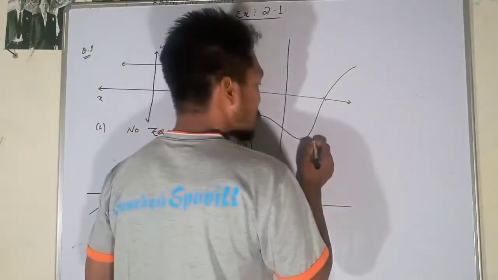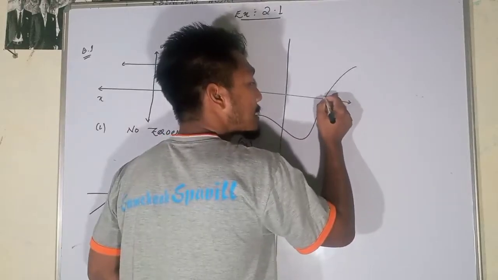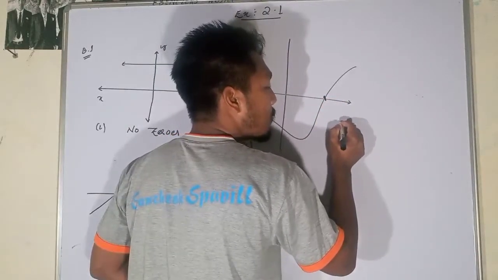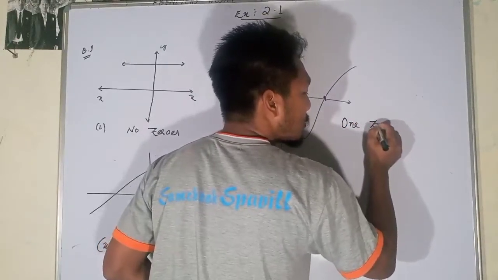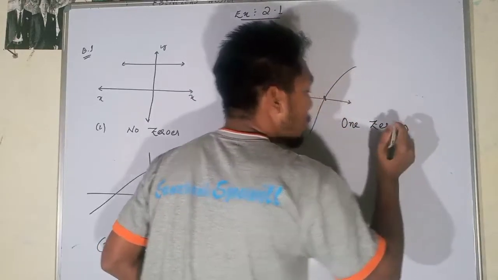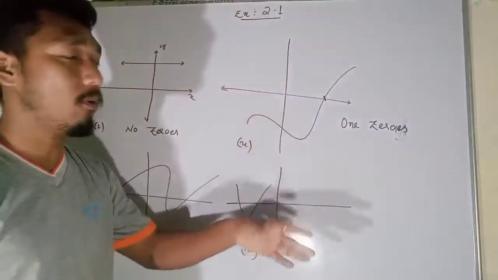Now if I talk about this one, here our graph is going in this direction and touching the x-axis at one point. That means they have only one zero of the polynomial. Only one solution we have.